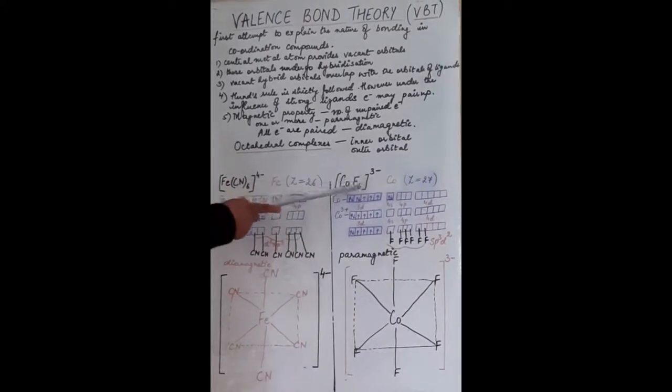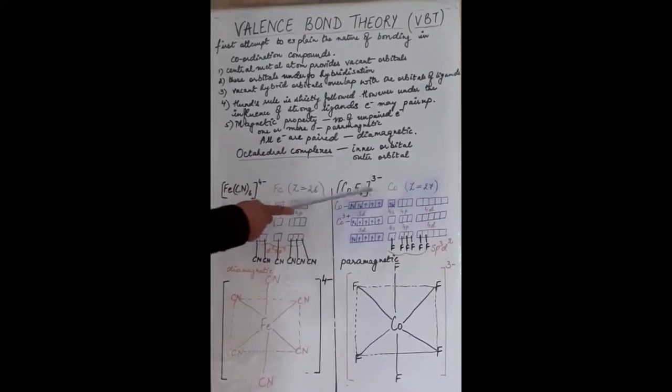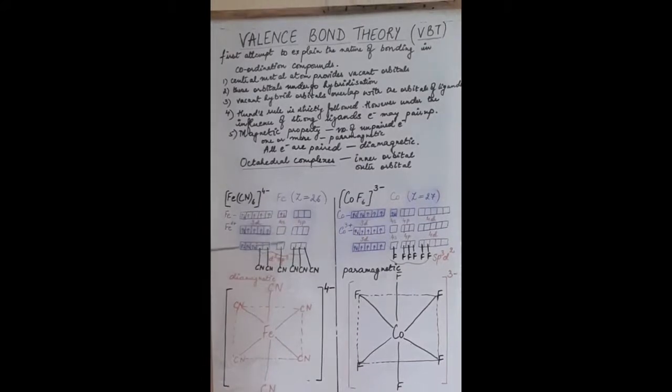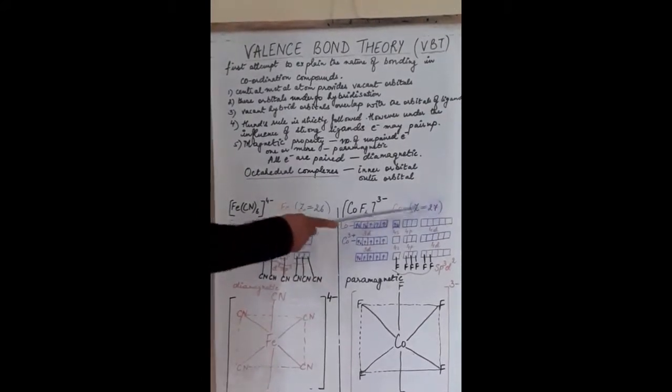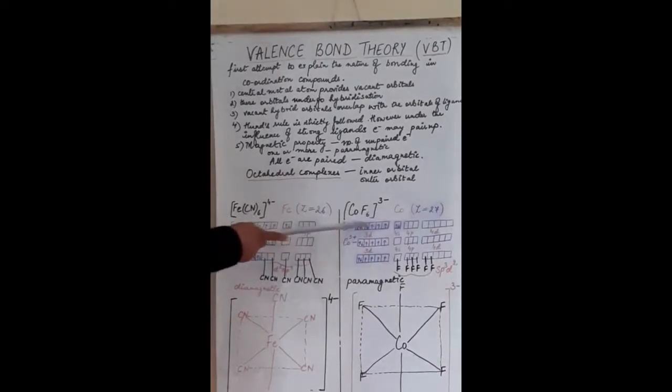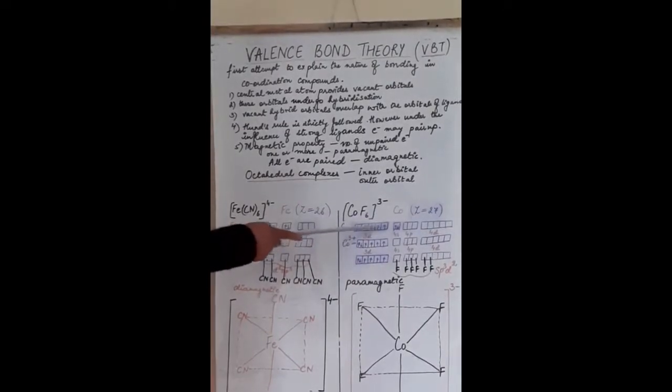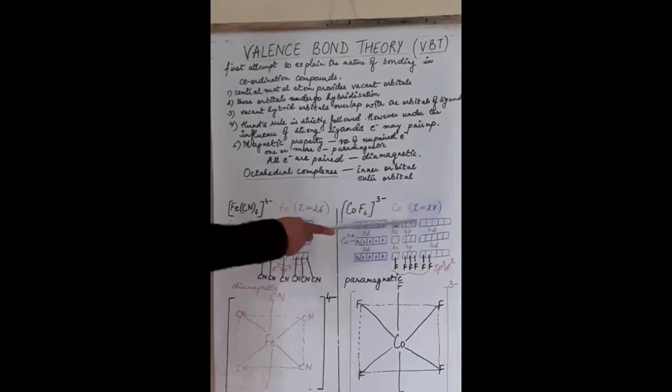Now we come to this complex of cobalt. This is hexafluoridocobaltate(III) ion. In this particular complex, again we see the central metal atom is cobalt. So we write down the atomic number, that is 27. The electronic configuration will be 3d7, 4s2, 4p0.